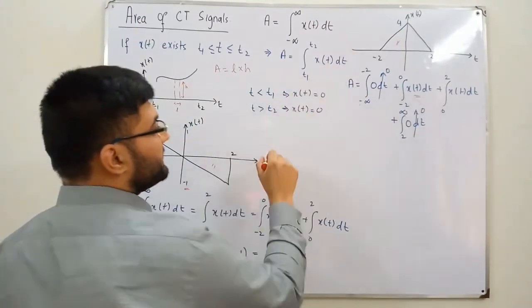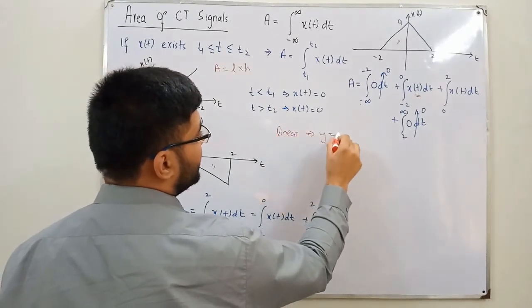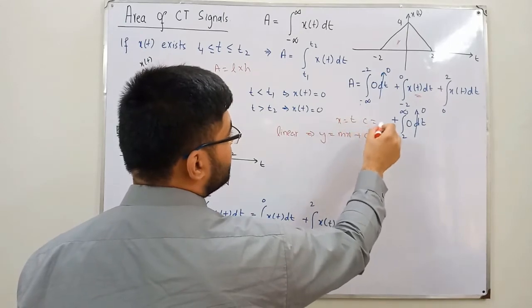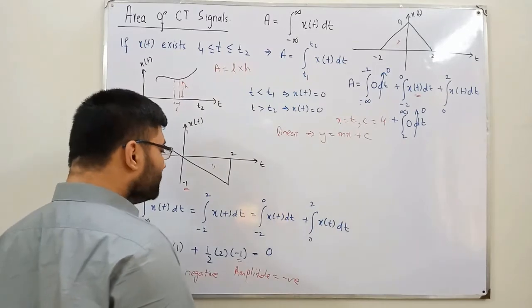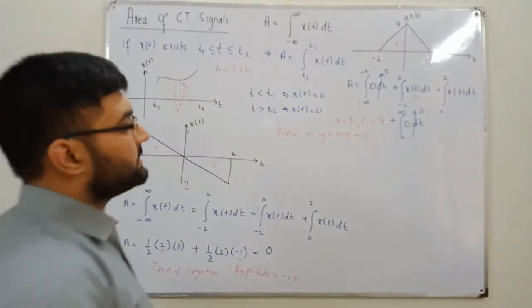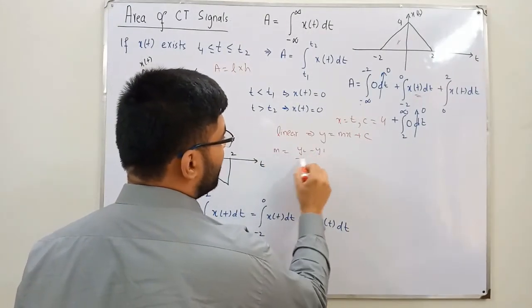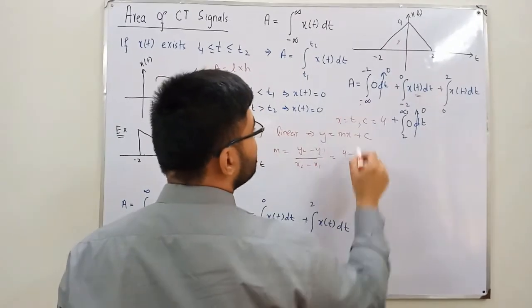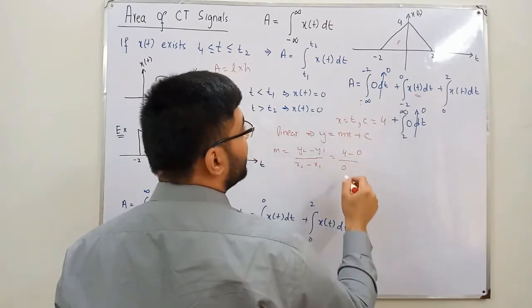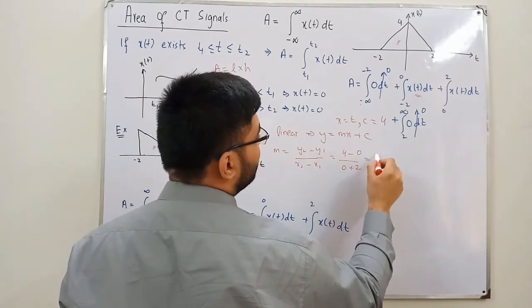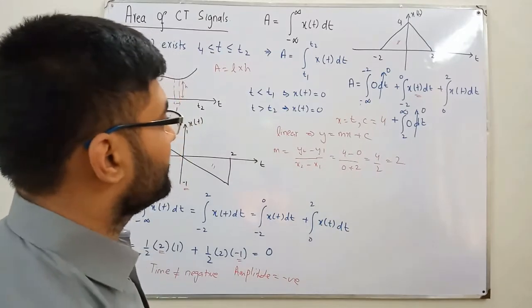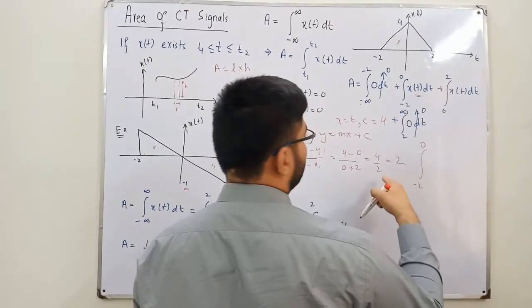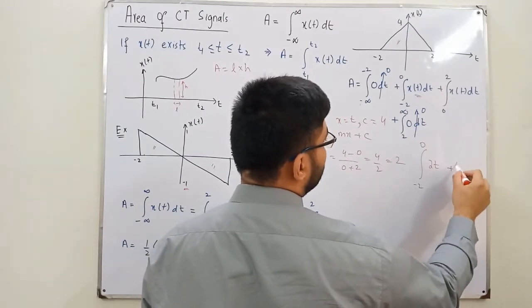Fine. So this is in a linear fashion, which means this would be of the form y is equal to mx plus c. So over here x is equal to t, x is the time axis, right, and c is the y-intercept, which is 4. Okay, so let's find the slope. m is equal to y2 minus y1 divided by x2 minus x1. So y2 is 4, y1 is 0, x2 is 0, x1 is negative 2. So you have 4 divided by 2, which is equal to 2. So from negative 2 to 0, the slope m is equal to 2. So you have 2t, and c is 4, so plus 4.